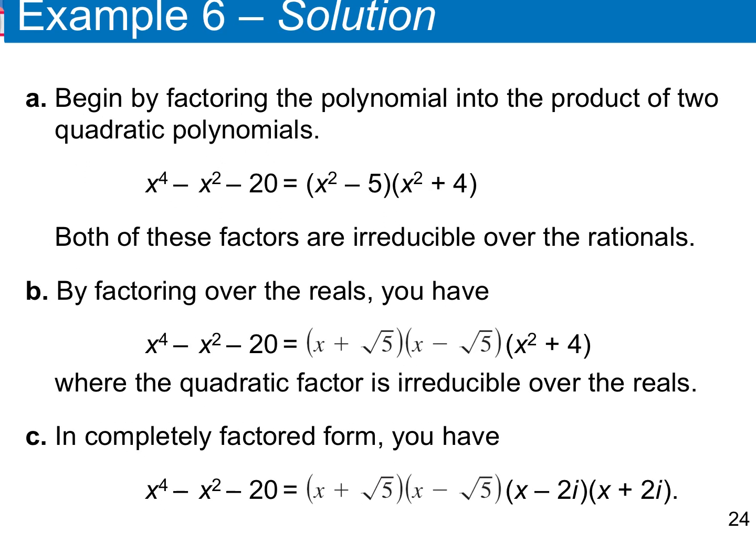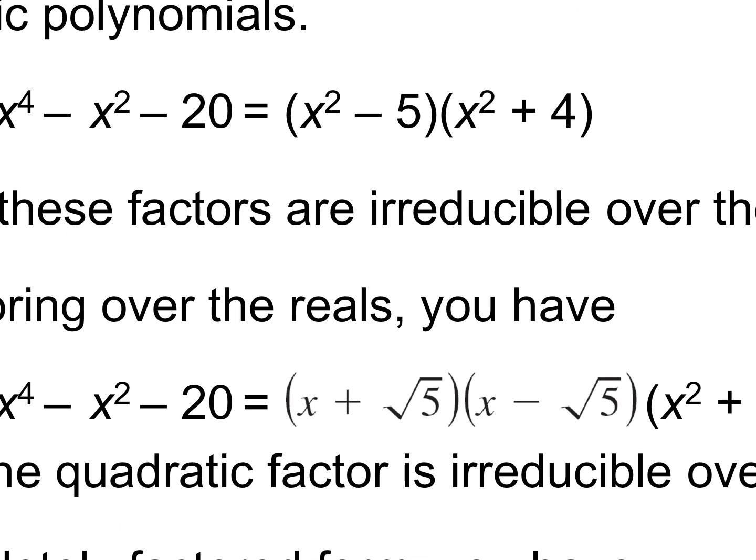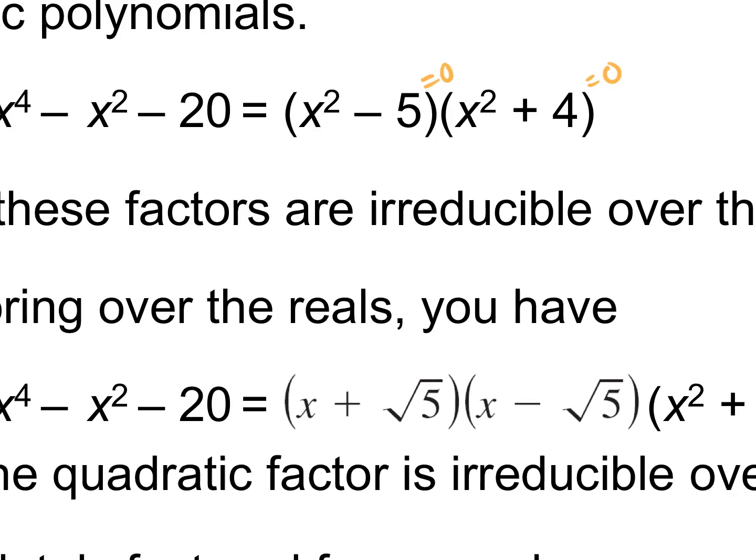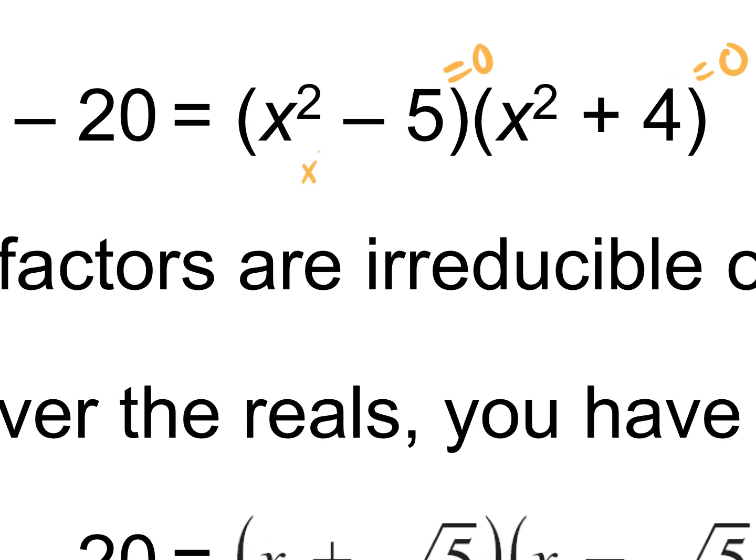So looking at A on the next page, it gives us x to the 4th power minus x squared minus 20. It factors the first step for us. We have x squared minus 5 and x squared plus 4. Can we factor either one of these anymore? No. So we'd set them both equal to 0. And then let's solve. So we get x squared equals 5. What would we do next? Square root both sides. So what does x equal? Plus or minus square root 5. Awesome.